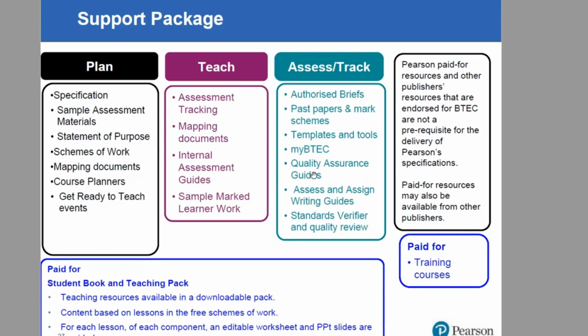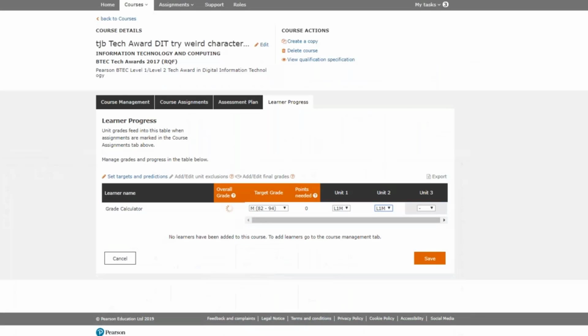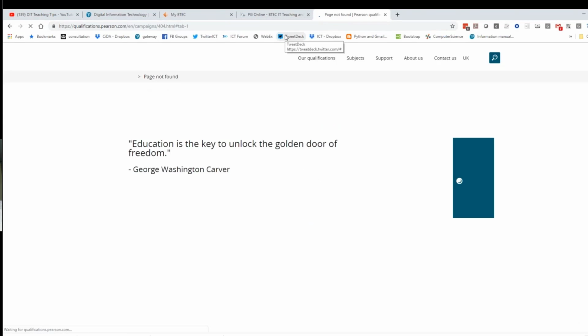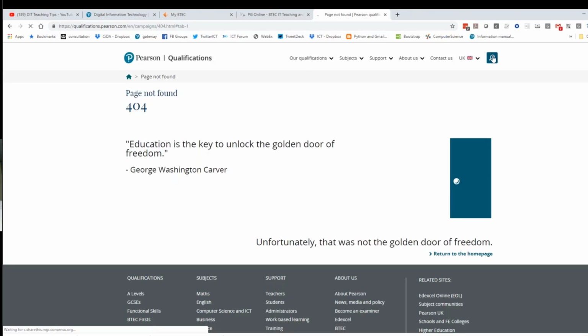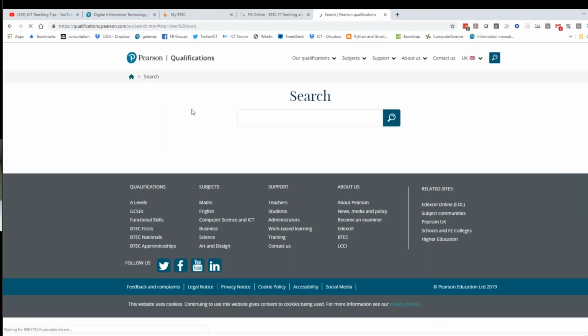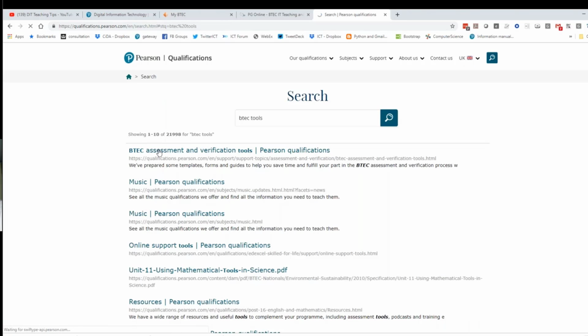There are quality assurance guides. So we do have on our website, and again, all the links are in one of the documents that I sent you. If you go to our qualifications websites, there's some really excellent reading. My trick is BTEC tools. I don't know why that works, but it seems to. BTEC assessment and verification tools. So here are a set of documents that are absolutely vital.